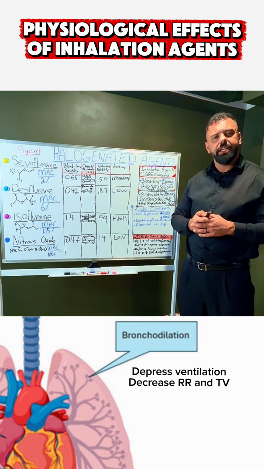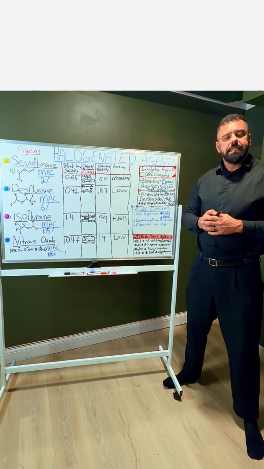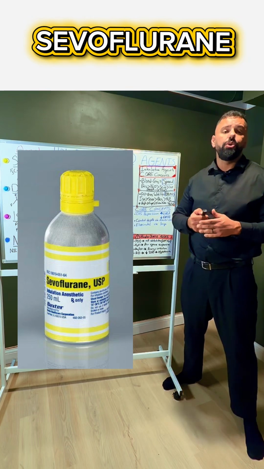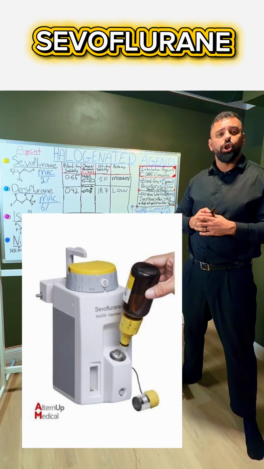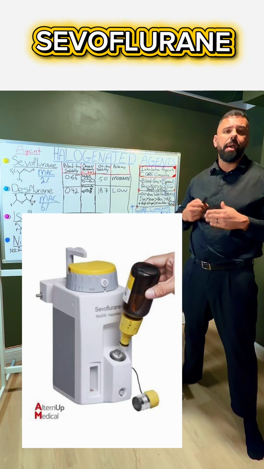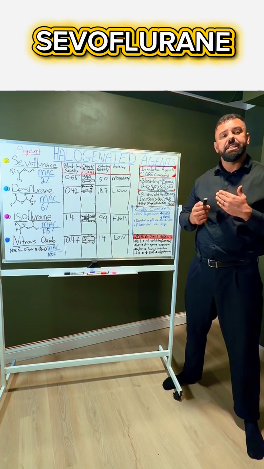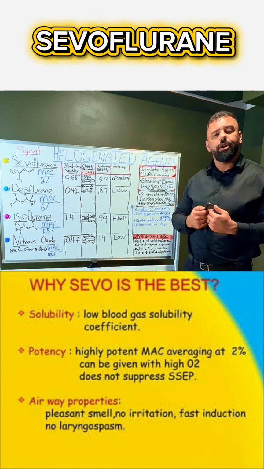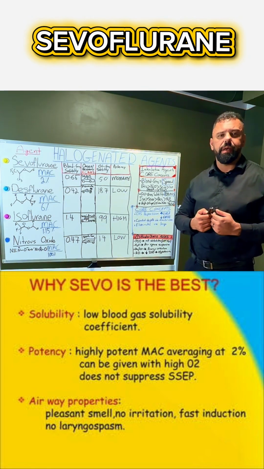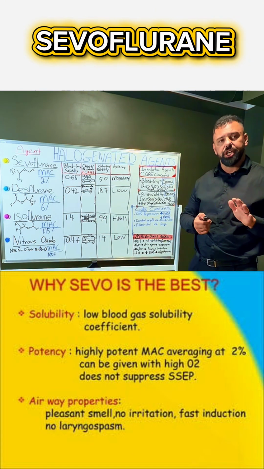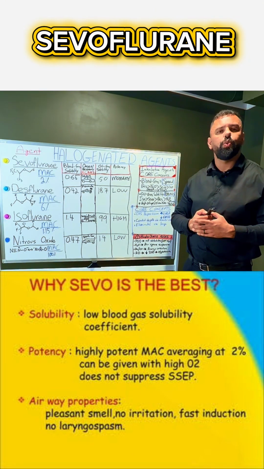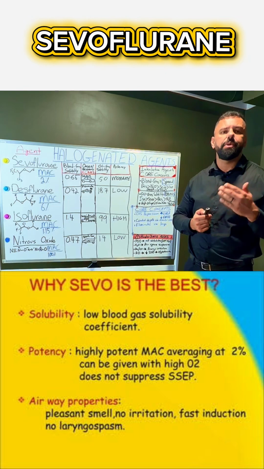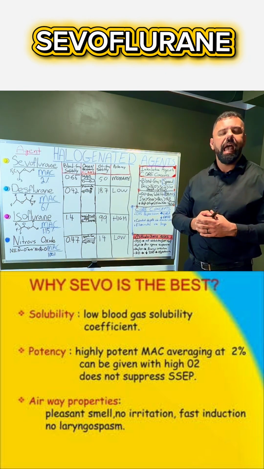Now, let's talk about each agent briefly. Sevoflurane is one of the most commonly used agents. It has low blood gas solubility, which means rapid induction and recovery. It is smooth, non-irritating, and ideal for mask induction. It also undergoes minimal metabolism, and most of it is exhaled unchanged. Clinically, it is widely used in outpatient and, like we said, pediatric anesthesia.